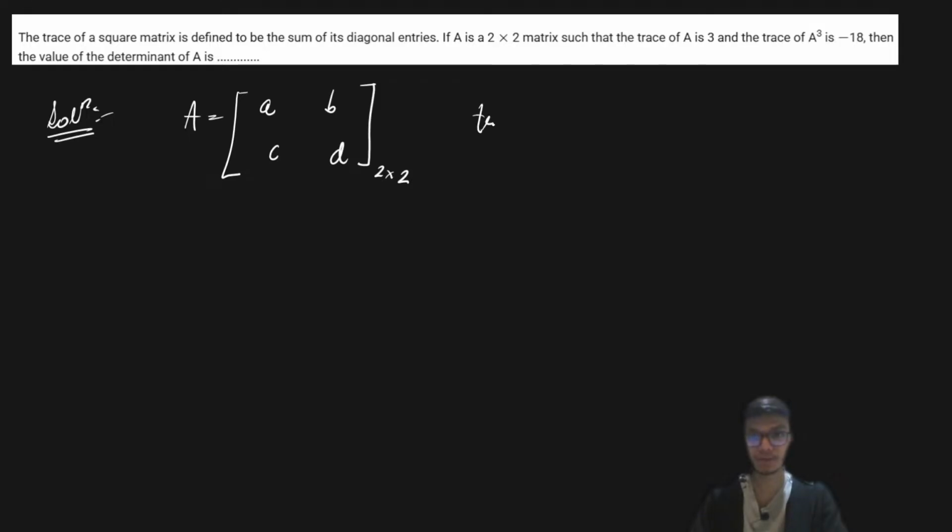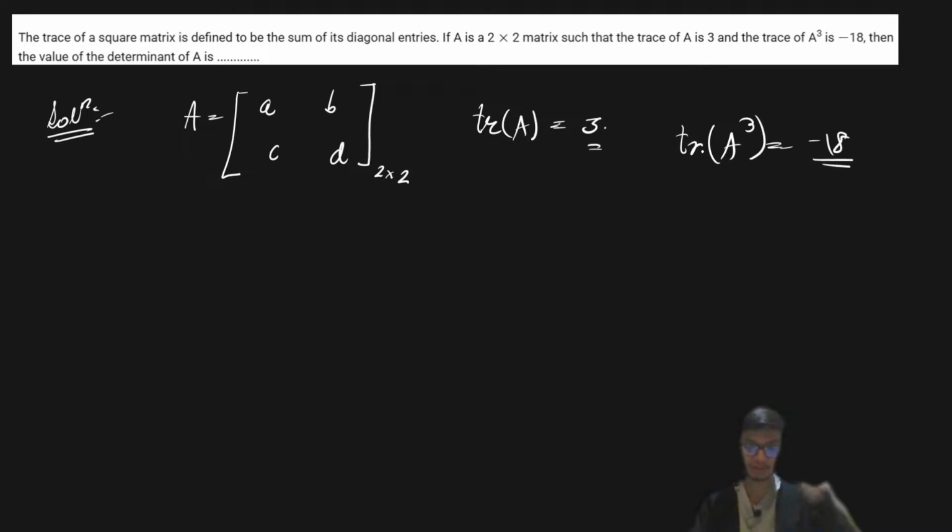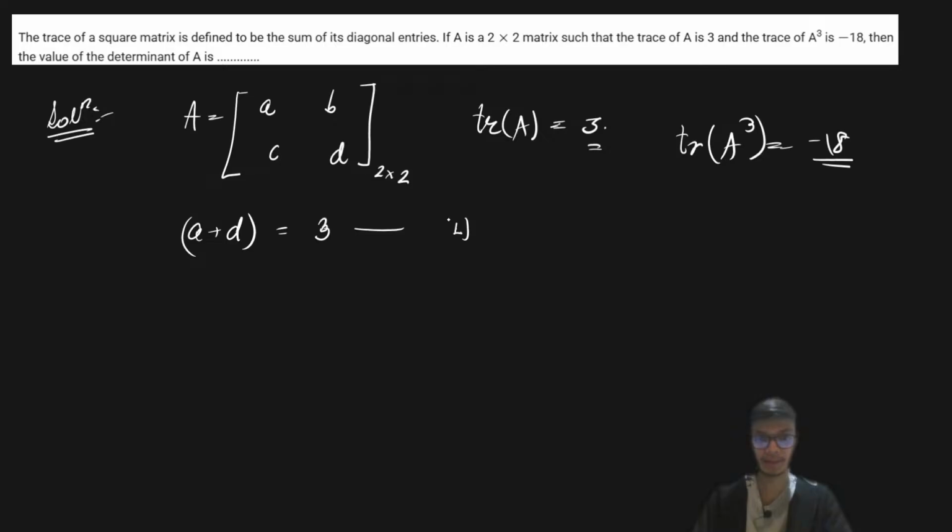And it says the trace of A is given as 3, and the trace of A cube is given as minus 18. So trace of A is 3 and trace of A cube is minus 18, right? So from this first equation I will get A plus D equals 3, as my first equation, right?